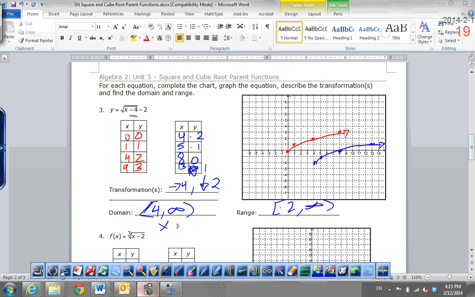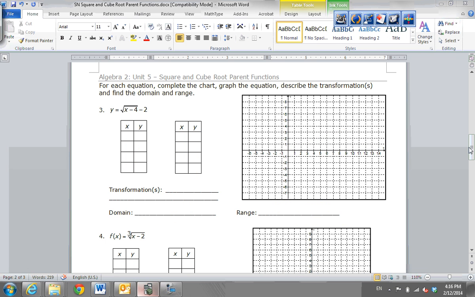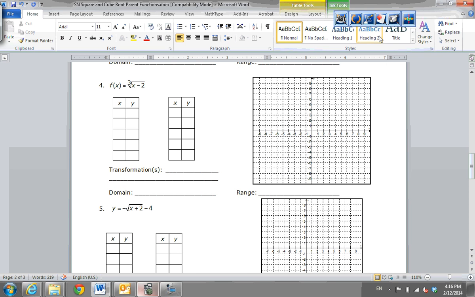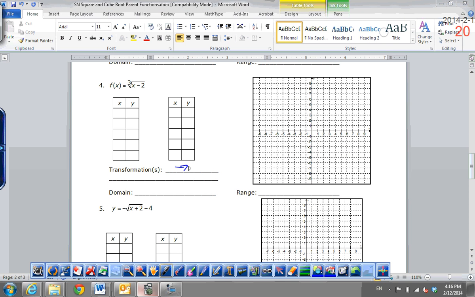So everything bigger than or equal to 4, everything bigger than or equal to negative 2, like that. Okay? I'm going to skip 4. It's cube root, excuse me. And our transformation, minus 2, means to the right 2. Okay, so I'll let you do that. You might want to draw your parent function, and then everything is going to move over 2, so it's probably going to look something like that.